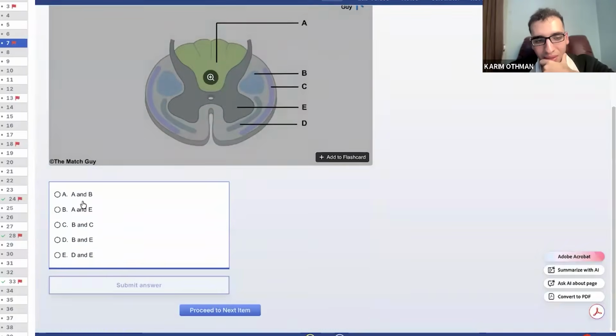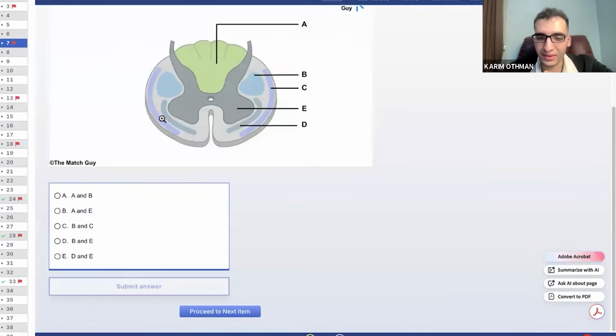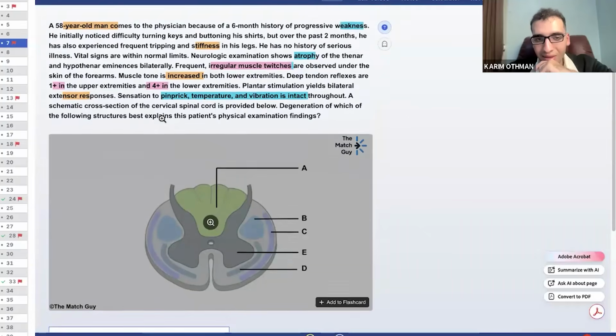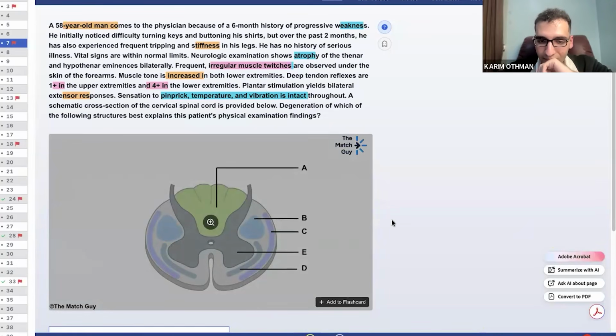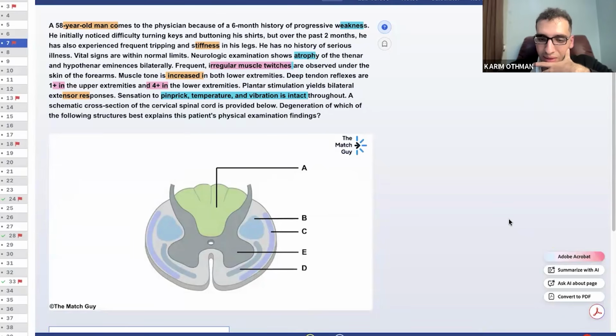And I will show you, they want two tracts to be affected. What are the two tracts that are affected? And what do you think is the diagnosis, guys? So there is mixed upper and lower. What do you think are the two tracts being affected here? Mixed upper and lower. What are the two tracts being affected? So what do you think?